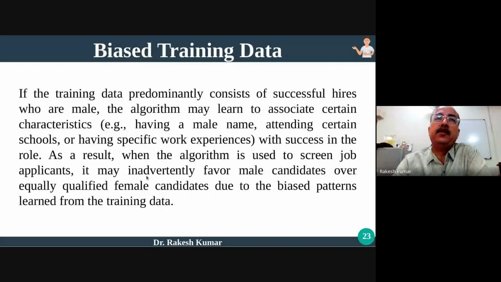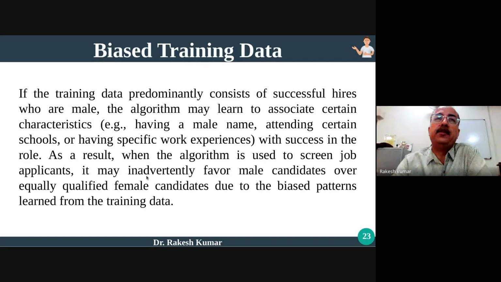Basically, sometimes there is biased training data. I am reading it here. If the training data predominantly consists of successful hires who are male, the algorithm may learn to associate certain characteristics, such as having a male name, attending certain schools, or having specific work experience, with success in the role. As a result, when the algorithm is used to screen job applicants, it may inadvertently favor male candidates over equally qualified female candidates due to the biased patterns learned from the training data.